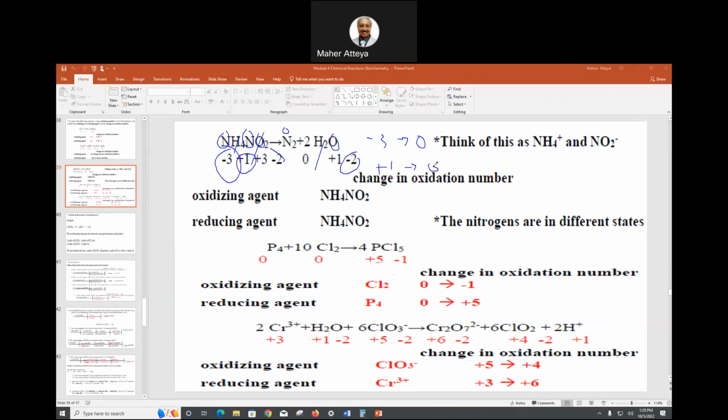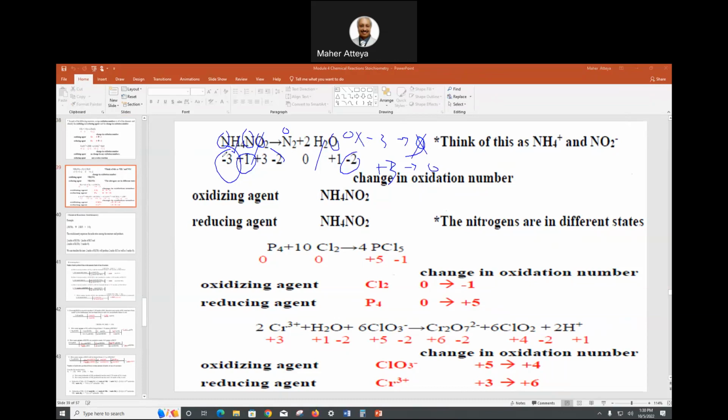So where is the oxidation or reduction reaction? One of them is -3 to 0, and the other one is +3, not +1, sorry. This is +3. So -3 to 0, that's oxidation. -3 is lower than 0, so that's an increase. The 0 is greater than -3. So this is an oxidation.